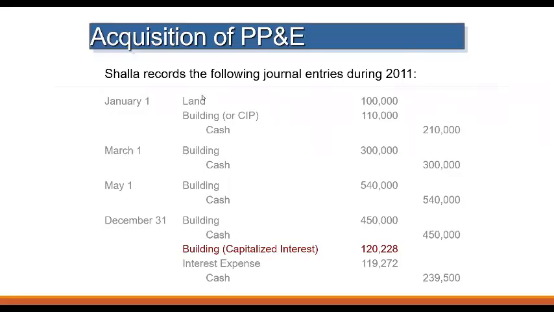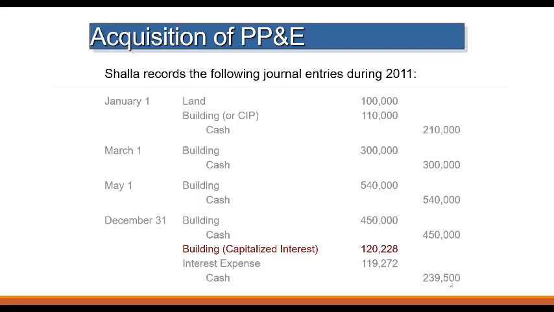The new part here is that we are going to make an entry for all the payments that have been made by the company. The first one, we said that the company paid 210,000. If we refer back to the question, the company said that we have 100,000 as the cost for the land. I'm going to debit land 100,000, and I'm going to debit building or CIP, construction in process, 110,000, and I'm going to credit cash with the total. In the second payment, it is building or CIP with cash. The third, the same. Fourth is the same.